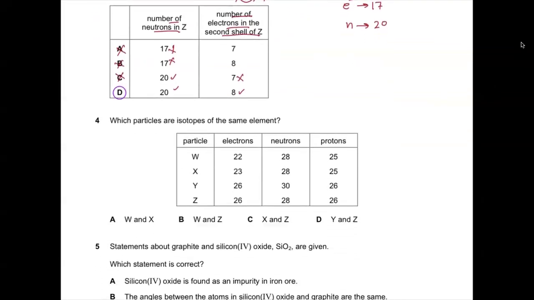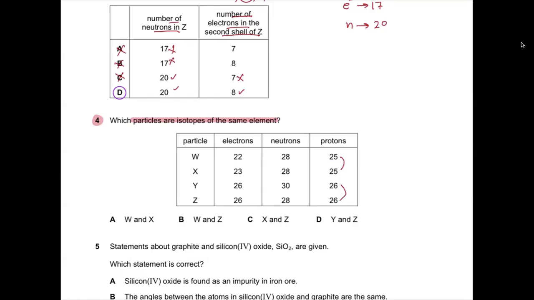Now, MCQ number 4. Which particles are isotopes of the same element? To be isotopes, the protons must be the same. So these two have the same protons and these two have the same protons.